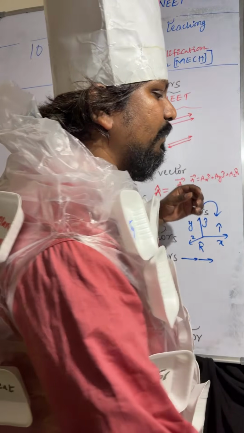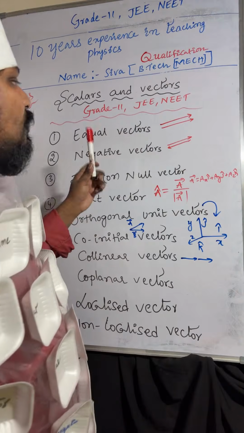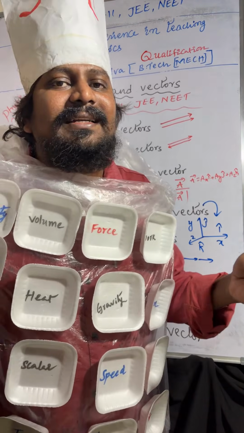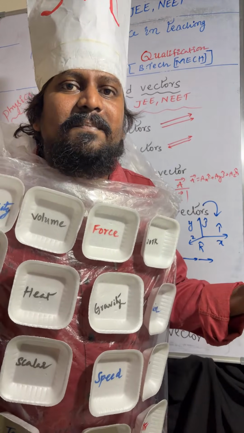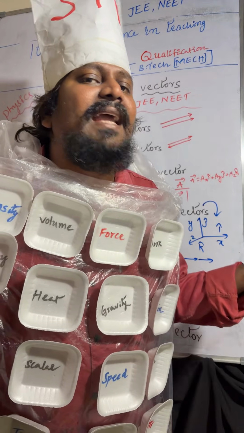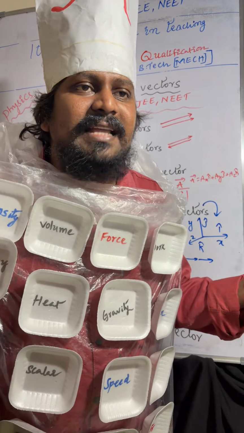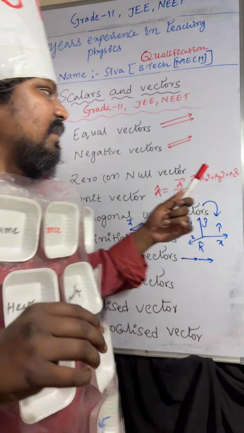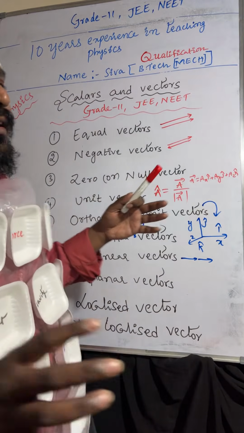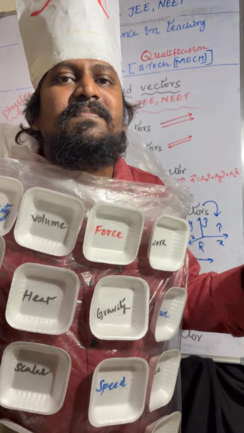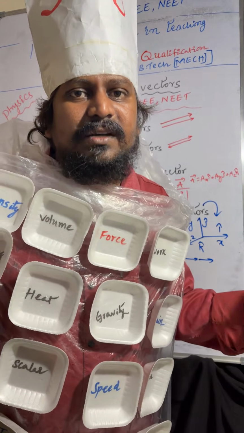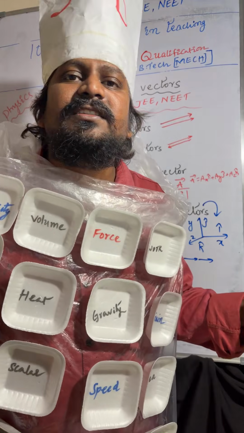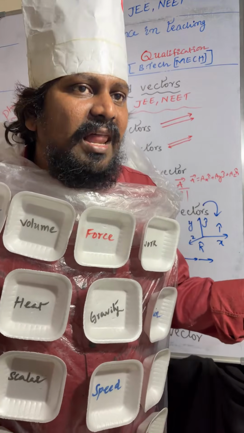And coming to point number 2, negative vectors. Vectors having the same magnitude but acting in the opposite direction. Next one, zero vector. The vector whose magnitude is 0 is called a zero vector or null vector.